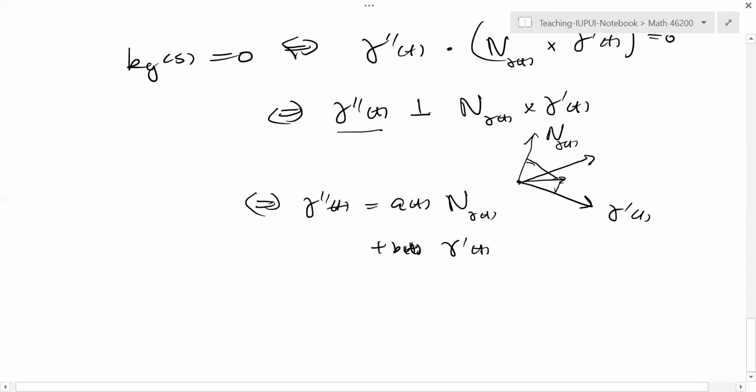Now, do you remember the covariant derivative along the curve? That was the covariant derivative, and let me use a notation here.